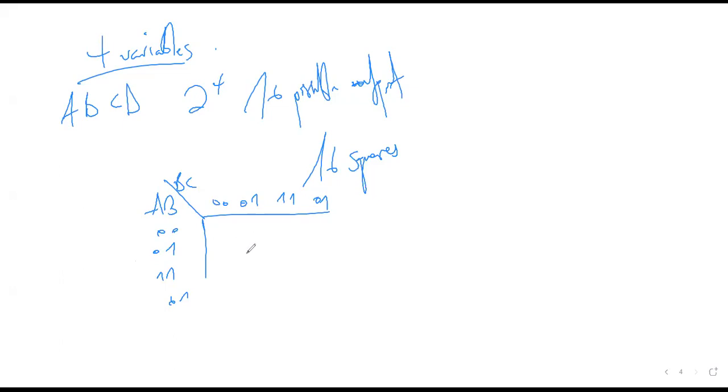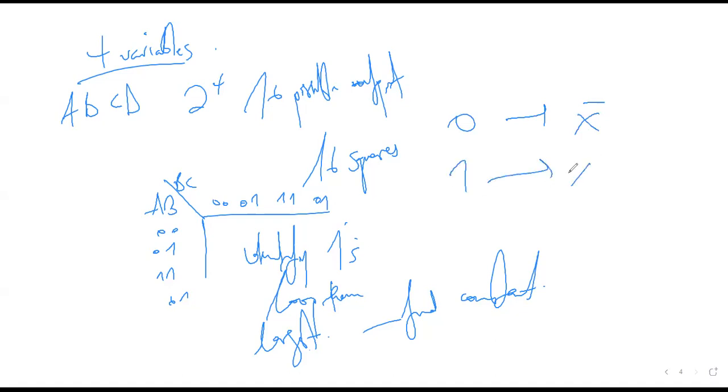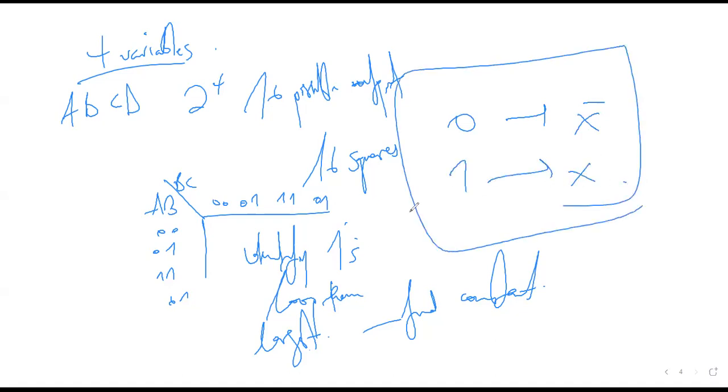You then go identify your ones, group them, starting with the largest, and find the constant. What remains constant in that group? After finding the constant, if it's a 0, it becomes x bar. If it's a 1, it becomes an x. And you continue to find your simplified form. And that is it for Karnaugh maps.